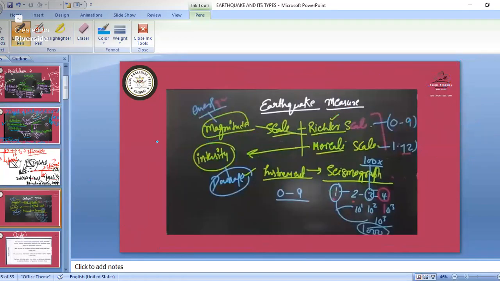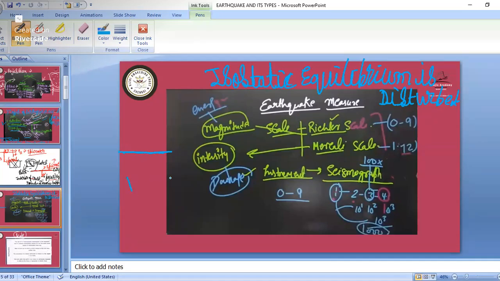Now we'll see how we measure these earthquakes. Remember that these earthquakes are felt because the isostatic equilibrium is disturbed. That's why we have earthquakes. What do we mean by isostatic equilibrium?